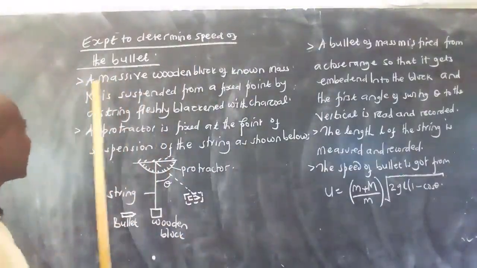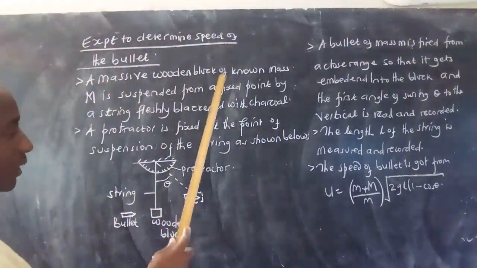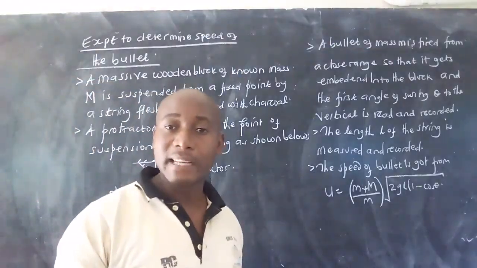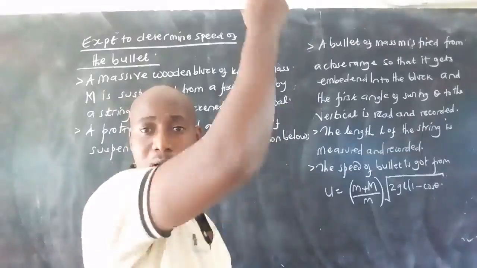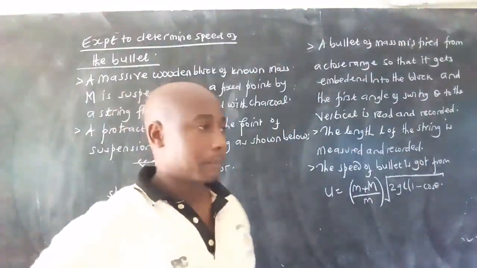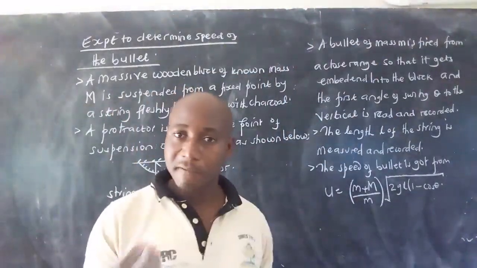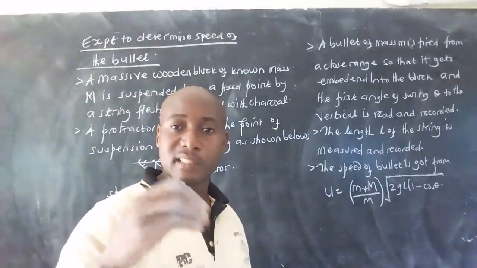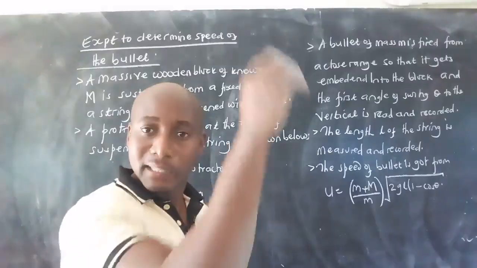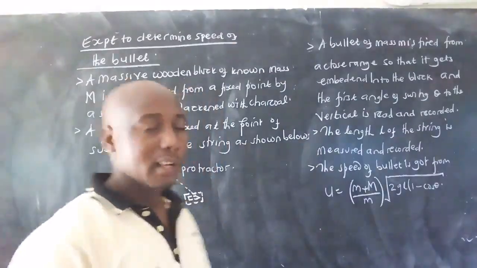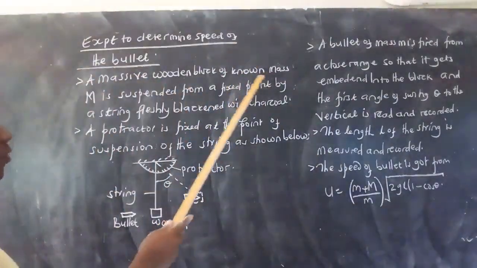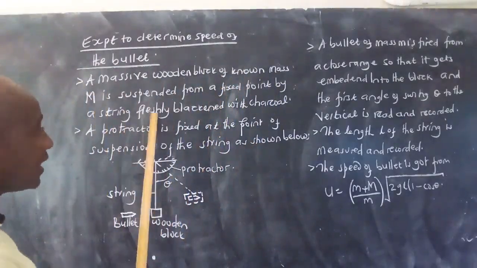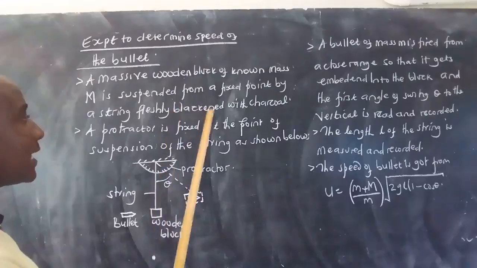So we shall start with a massive wooden block. It is massive because if it is not heavy, once the bullet strikes it, it will just go and the string will even break. So it must be heavy so that the bullet does not overpower it and make it move too far. So it should be a massive wooden block of known mass that is suspended from a fixed point by string freshly blackened with charcoal.